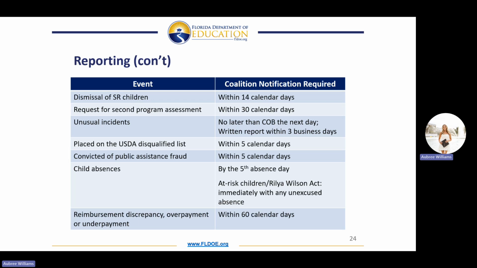Unusual incidents, no later than COB the next day. Written report within 3 business days. Placed on the USDA disqualified list, within 5 calendar days. Convicted of public assistance fraud, within 5 calendar days. Child absences, by the 5th absence day. At-risk children / Ryla Wilson Act, immediately with any unexcused absence. Reimbursement, discrepancy, overpayment, or underpayment, within 60 calendar days.